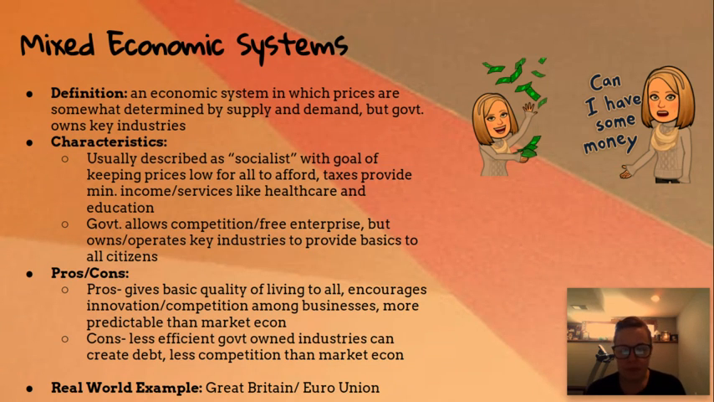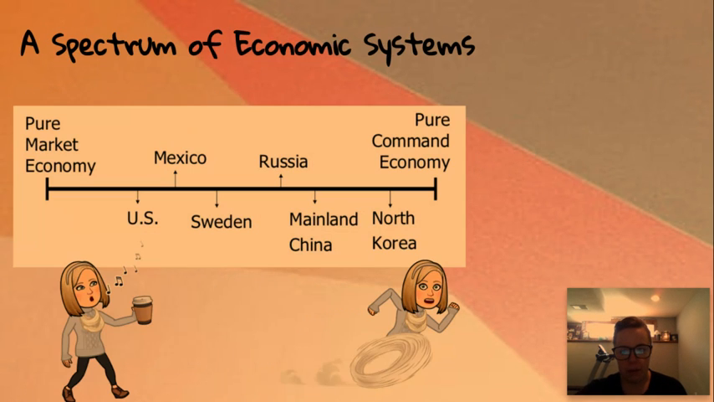So the best examples I can give you of those are any countries that are in the European Union right now, Great Britain, Ireland, France, all of those countries. Canada, to an extent, has a mixed economy as well. So those are kind of our real world examples.